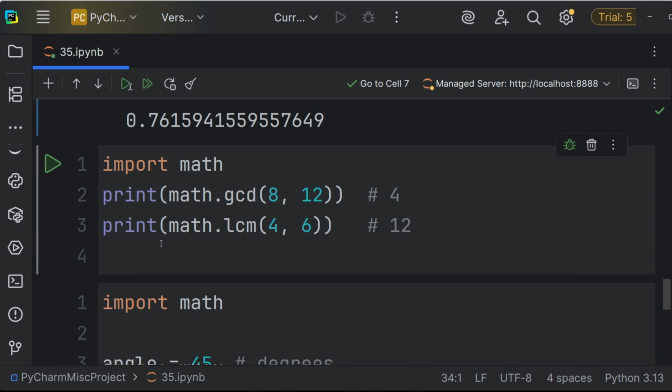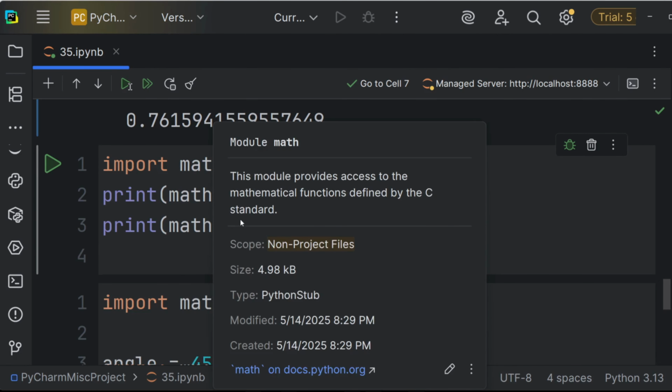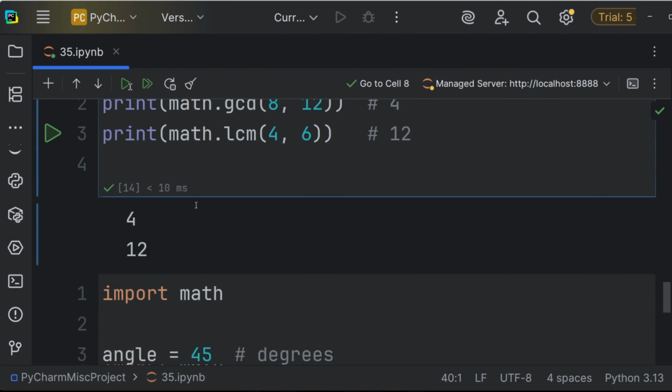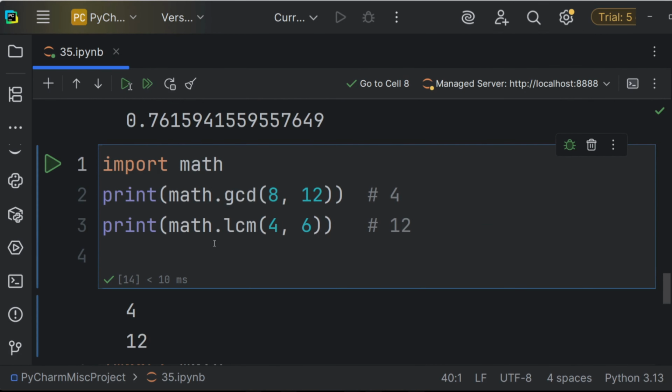What if we need the greatest common divisor or the least common multiple? Math's got you even there. It's quite simple actually. Math.gcd, which stands for greatest common divisor, and math.lcm, which stands for least common multiple. And then you plug in the numbers which you want, such as 8 and 12 over here and 4 and 6 over here. When you run it, it shows 4 as the GCD of 8 and 12 and 12 as the LCM of 4 and 6. This is great for simplifying fractions, and LCM helps with time intervals, cycles, and game loops.